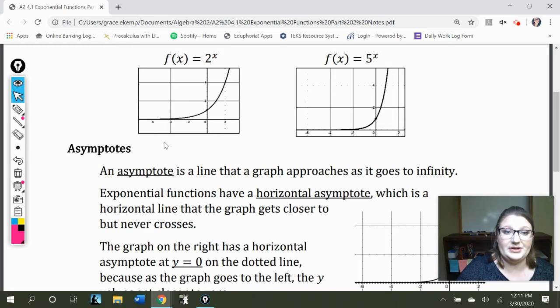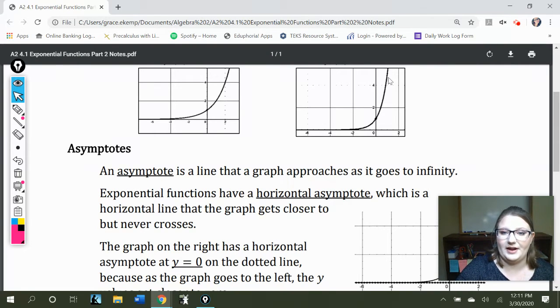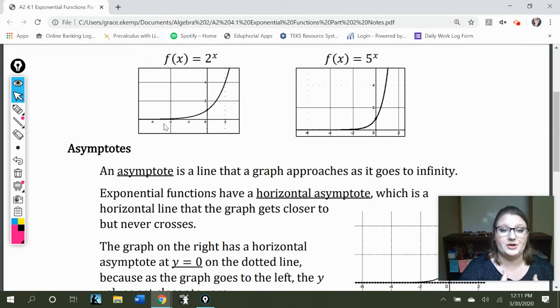So what that means, if we look up here at this graph, as our graphs start to go to infinity, so as we start to go towards negative infinity, so going towards the left here, notice our graphs are starting to flatten out. So that spot where your graph starts to get flatter and flatter, it's getting closer to a line. It's starting to approach it but not cross it. So since an exponential function gets closer to a horizontal line, we call it a horizontal asymptote. So exponential functions have a horizontal asymptote, which is a horizontal line that the graph gets closer to but never crosses. So it's going to get closer and closer but never actually cross over that line.